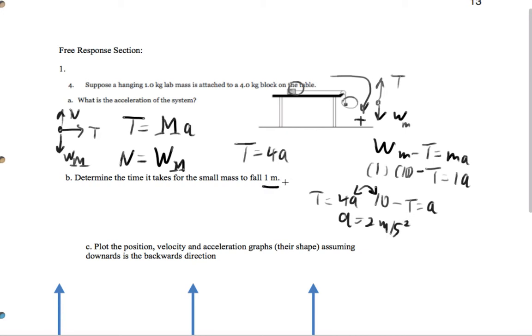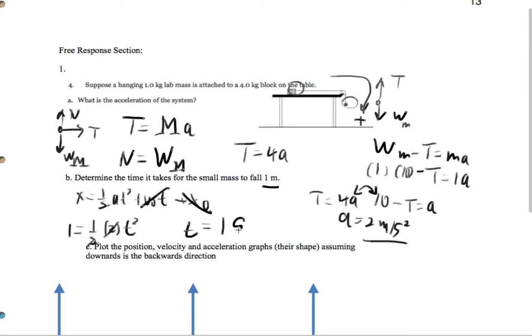And since the mass is going to fall 1 meter, let's actually calculate that time. So we have x equals 1/2 at squared plus v naught t plus x naught. Now our acceleration is no longer gravity. It's this acceleration here. We have no initial speed. Our initial position will be 0. So we'll say that 1 equals 1/2 times 2 times t squared. When we solve for t, we're actually getting 1 second to fall. So that's kind of a good start to this problem.